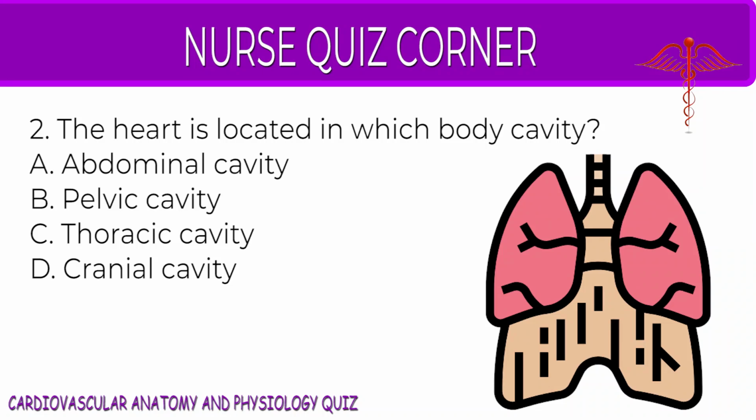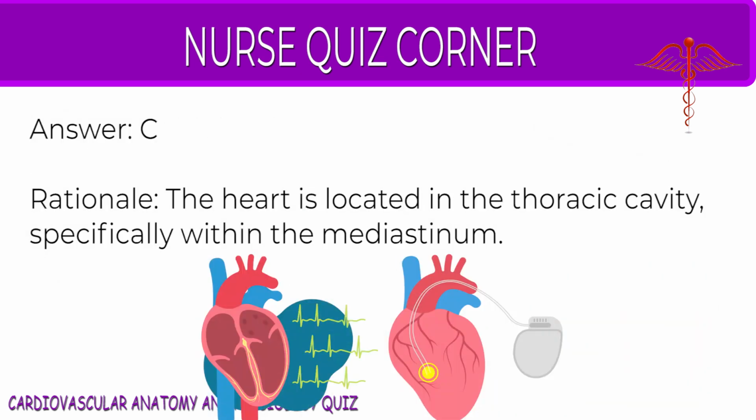2. The heart is located in which body cavity? A. Abdominal cavity. B. Pelvic cavity. C. Thoracic cavity. D. Cranial cavity. Answer C. Rationale. The heart is located in the thoracic cavity, specifically within the mediastinum.